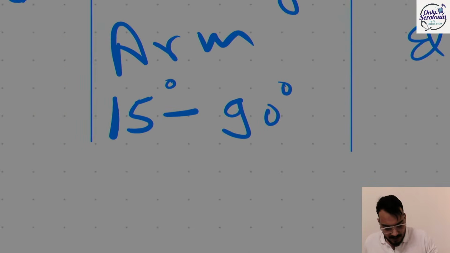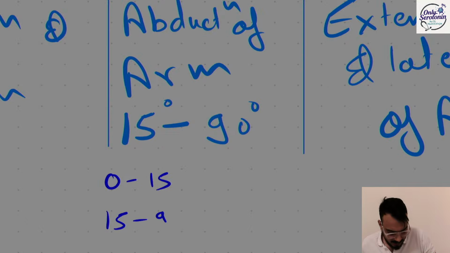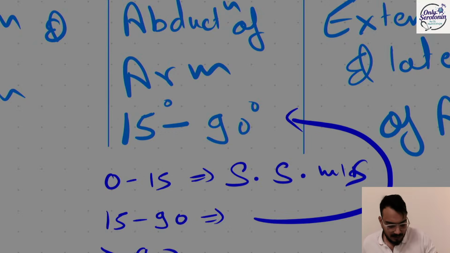Now let's see the abduction of arms, guys. So in abduction of arm, we are having 0 to 15, 15 to 90, and more than 90. 0 to 15 we have already studied. It is supraspinatus muscle, right? 15 to 90, it is what, guys? It is your lateral fiber of deltoid muscle or the middle fiber of the deltoid muscle.